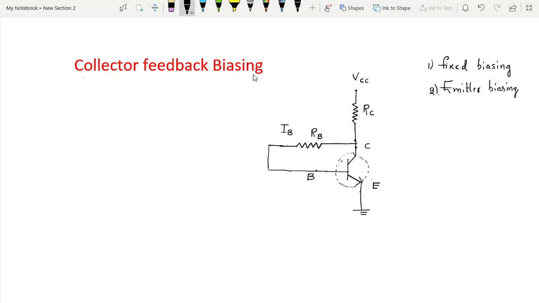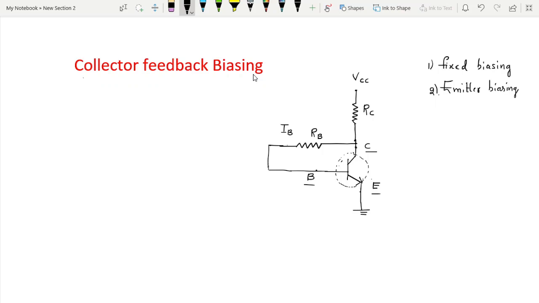Look here, we have a transistor with three terminals: emitter, base, and collector. Observe that from the collector we are using a feedback resistor, RB, connected to the base. By this concept it is called collector feedback biasing; the remaining circuit is the same. The collector has the resistor RC, and the emitter is directly connected to ground.